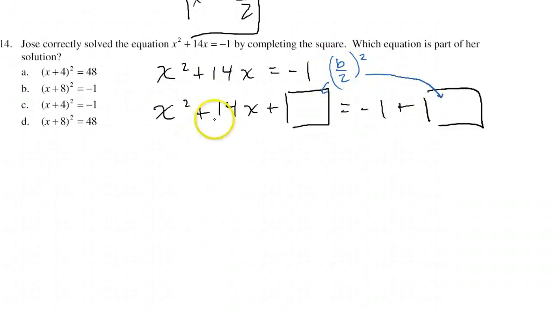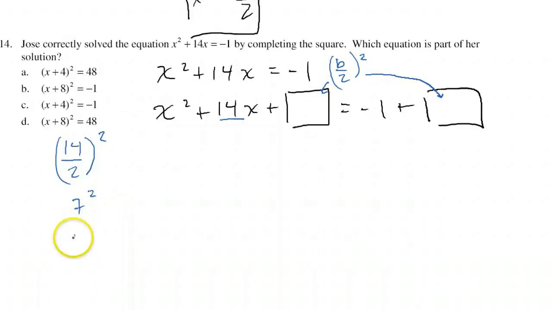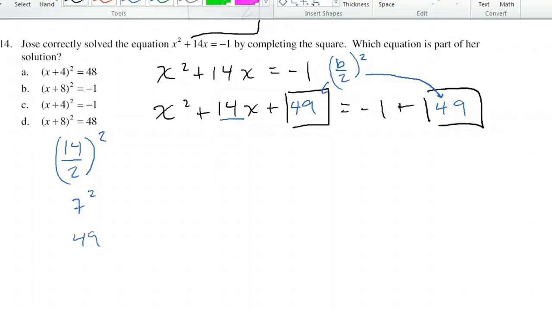So what's our b term though? Our b is just the 14. So how do we fill that in? If we divide 14 divided by 2, let's just do this off to the side, 14 over 2, and square it, what do we get? We're going to get 14 divided by 2 is 7, squared is 49. So that's what I'm going to fill into both of these boxes. And then we can solve out the rest of this.